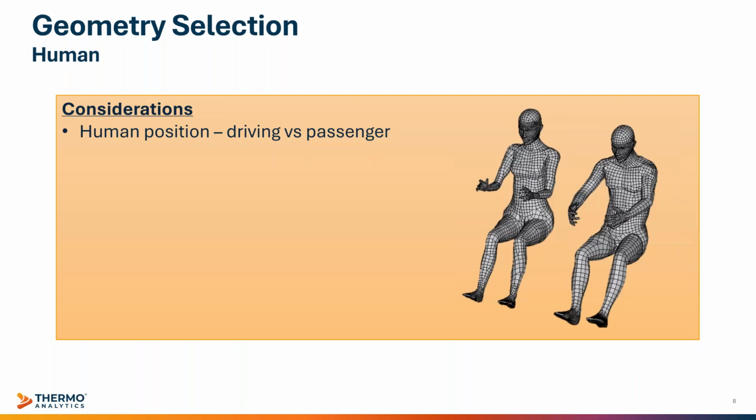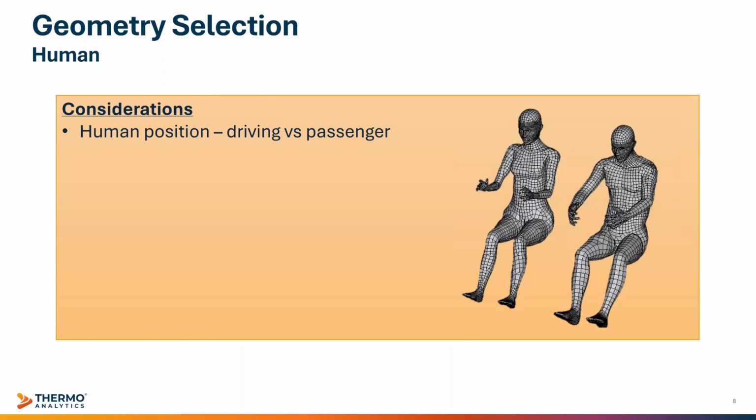In selecting your human geometry, there are a few things we want to consider. First, the human should be positioned reasonably to interact with the cabin. If they are driving the car, maybe we have both of their hands on the steering wheel and we place their foot near the gas or brake pedal. If the person is a passenger, their arm should be relaxed by their side or maybe resting on an armrest. The positioning of their feet and hands can significantly affect the human thermal results.